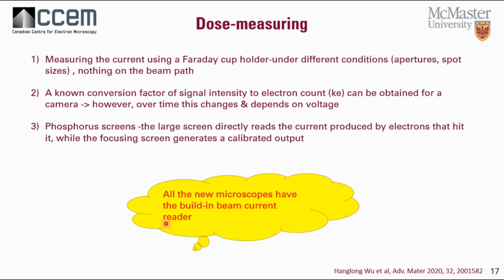The third way is by measuring the current on the phosphorus screen. So the large screen directly reads the current produced by electrons that hit it, while the small focusing screen generates a calibrated output. As far as I know, most of the new microscopes have a built-in beam current reader, but I would definitely recommend checking the value with a Faraday cup holder.